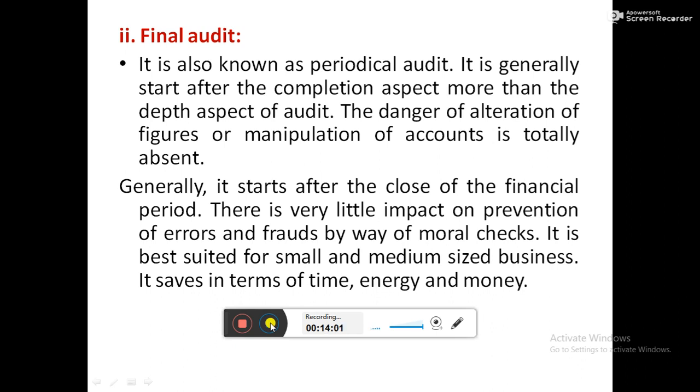There is very little impact on prevention of errors and frauds by way of moral checks. It is best suited for small and medium-sized businesses. It saves in terms of time, energy, and money.